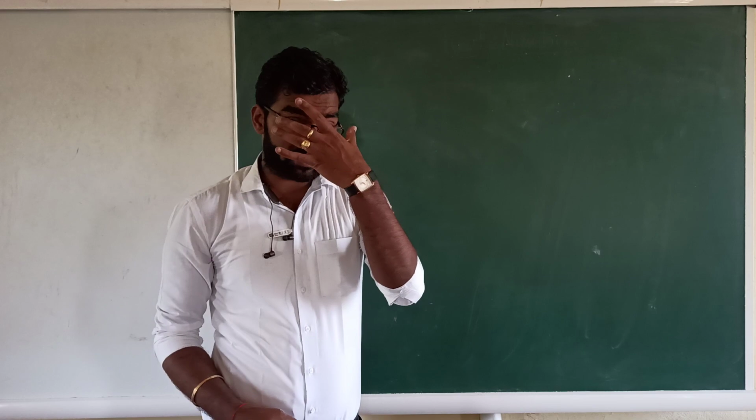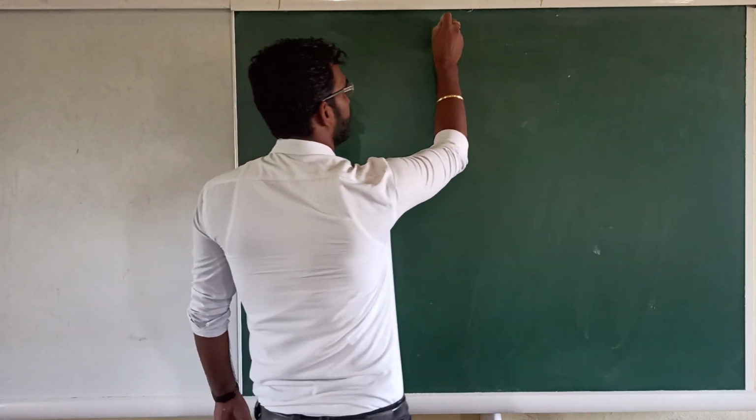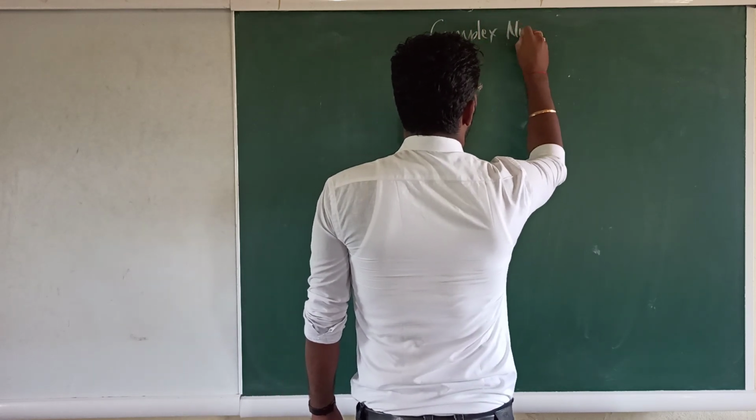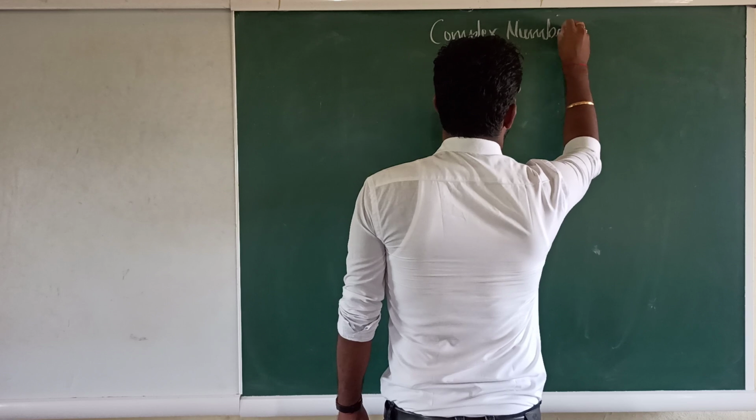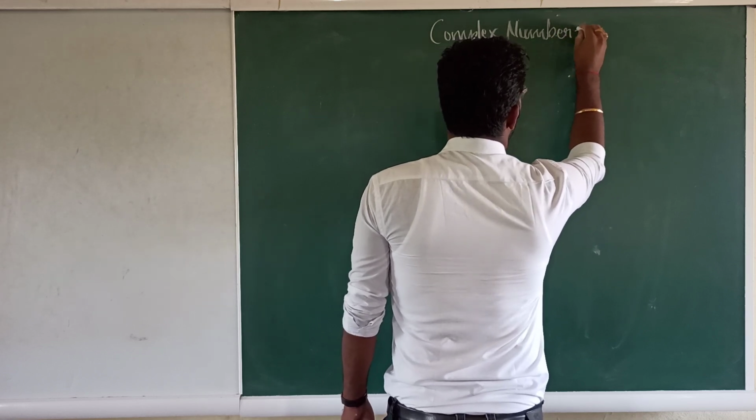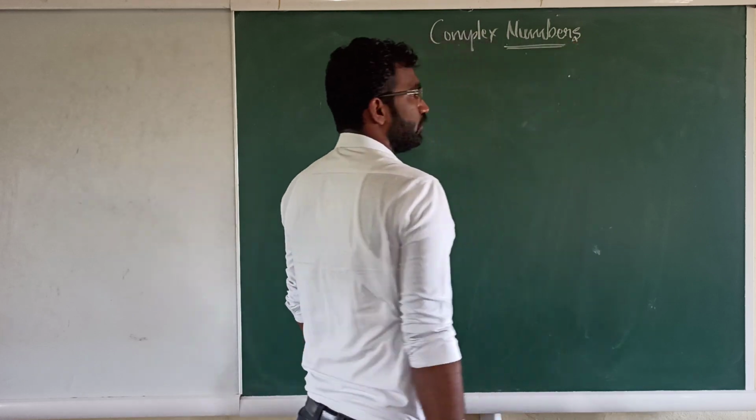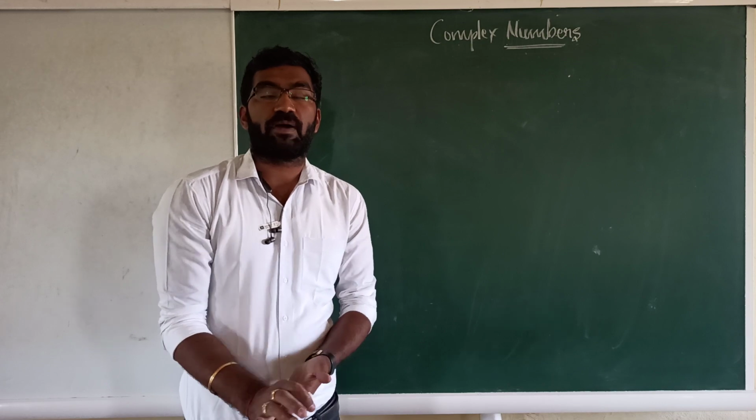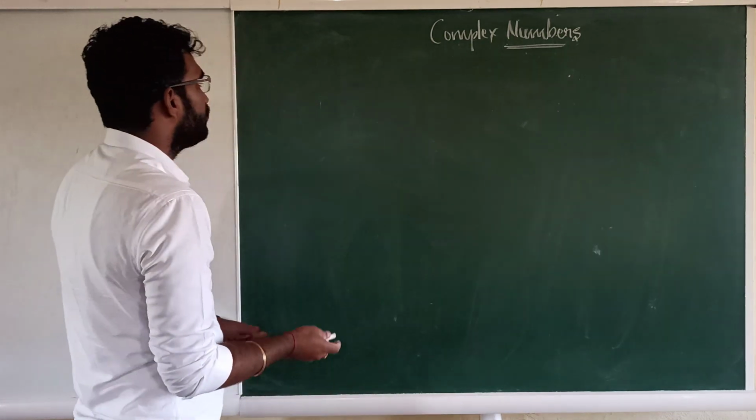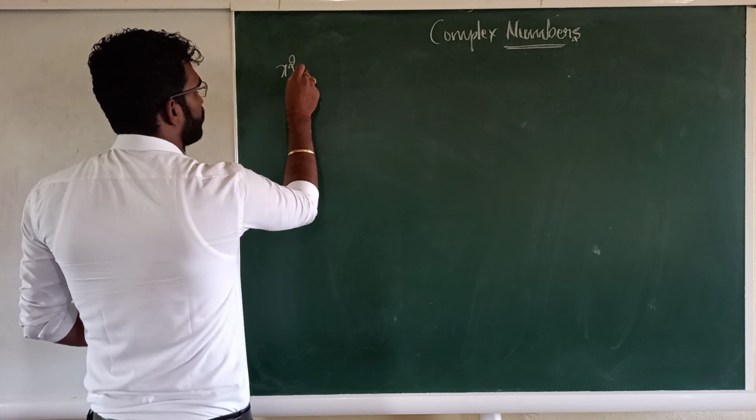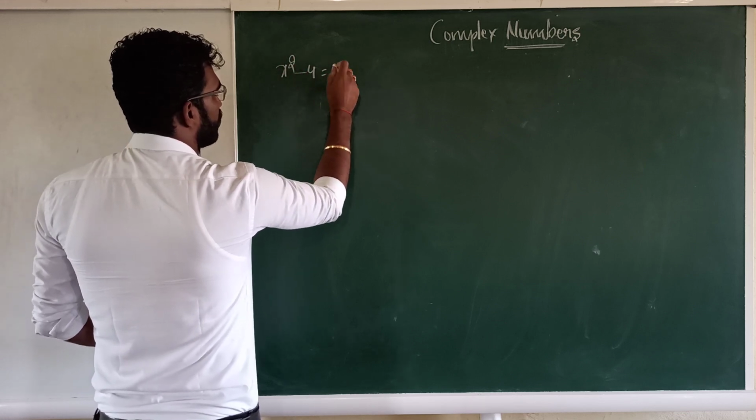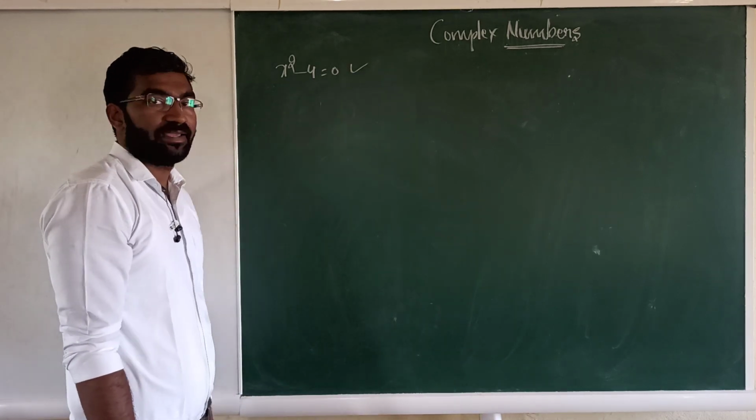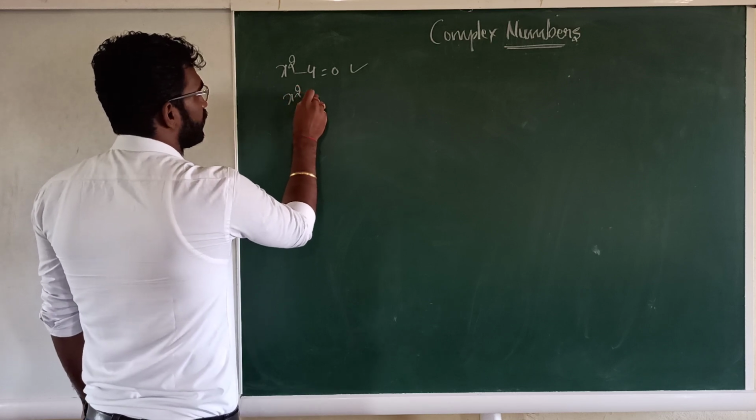Today in this class we are going to discuss complex numbers. Before going to complex numbers, I will tell you why to study them. Take an equation of the form x square minus 4 equals 0. I want to solve this quadratic equation, which means I want to find the value of x. You can see here x square equals 4.